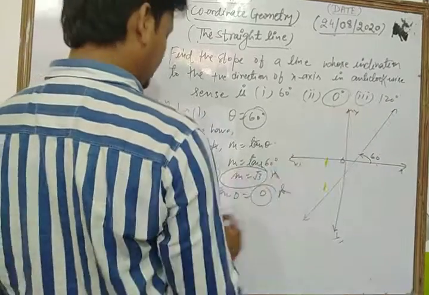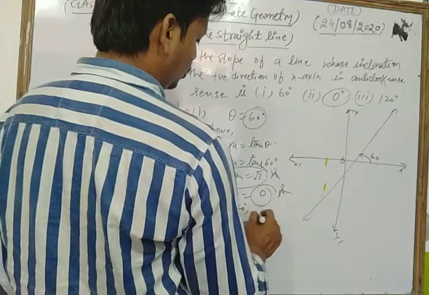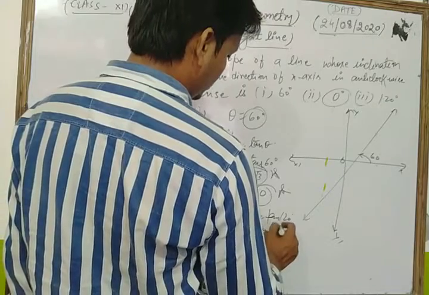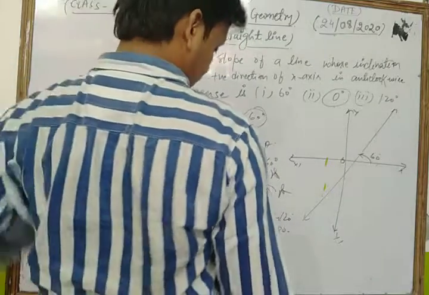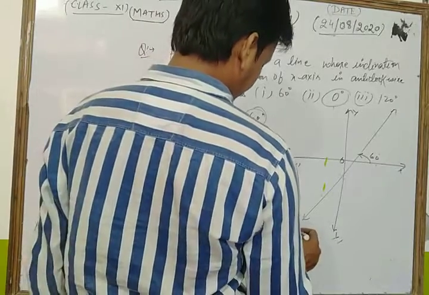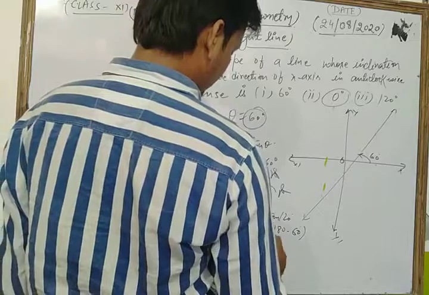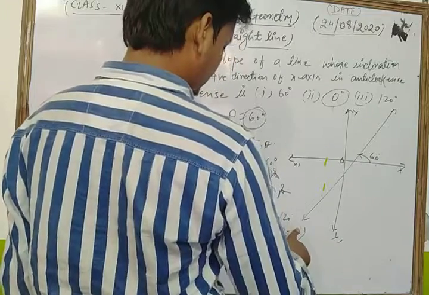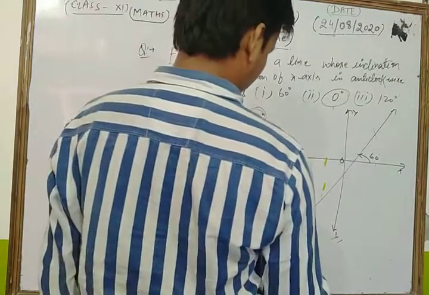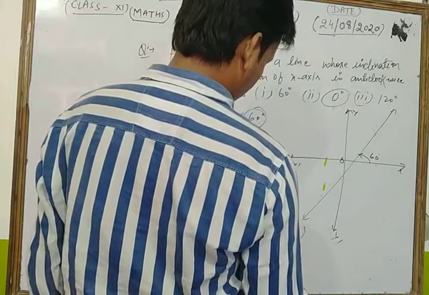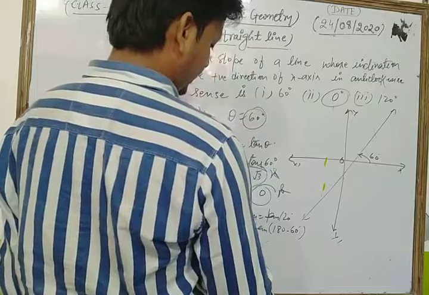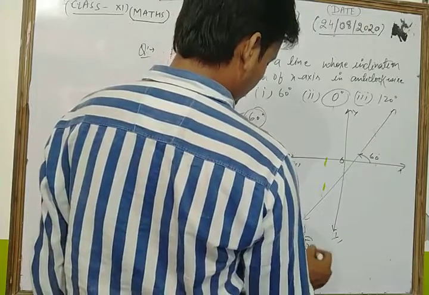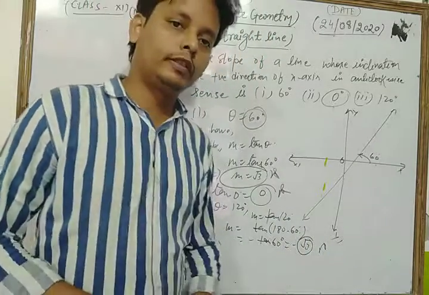In the third condition, here theta is 120. So the slope in that condition: we can write tan 120 as tan of 180 minus 60, and tan of 180 minus theta is minus tan theta, so minus tan 60, which is minus root 3. So in this way we can solve this type of question.